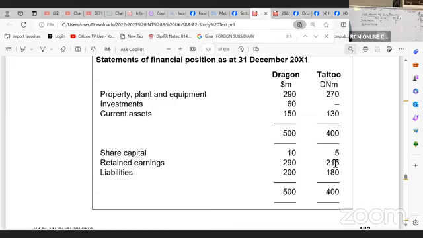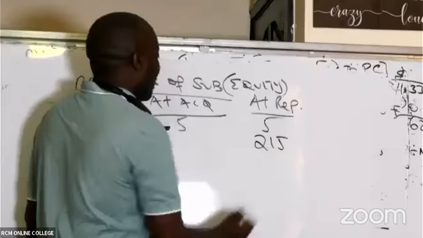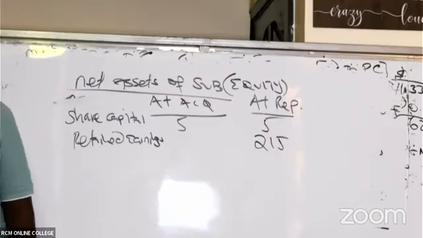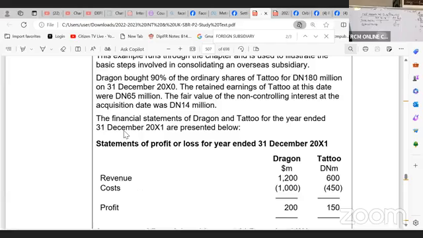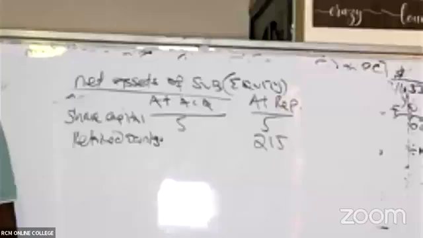This 215 is what I will carry with me, and it is the one I'll come and put here: 215 at reporting. And then we have retained earnings at acquisition. These fellas will give me the figure. Retained earnings at acquisition, we had 65 dinars.